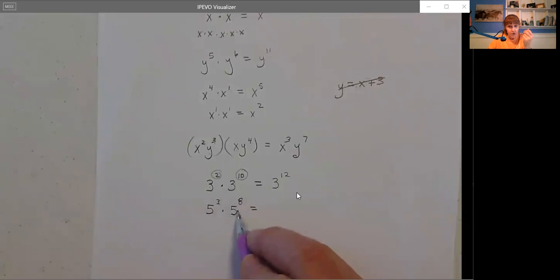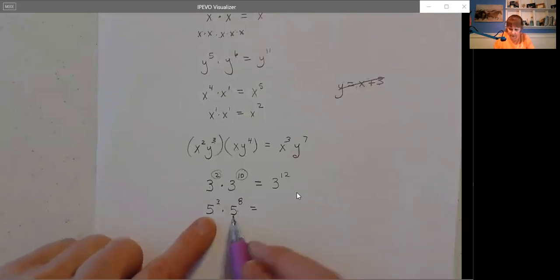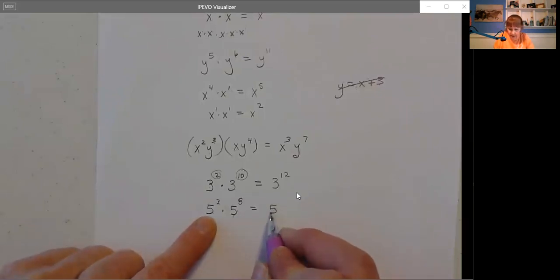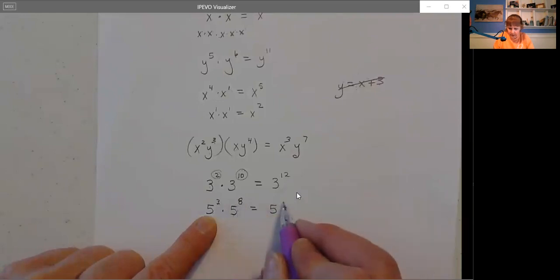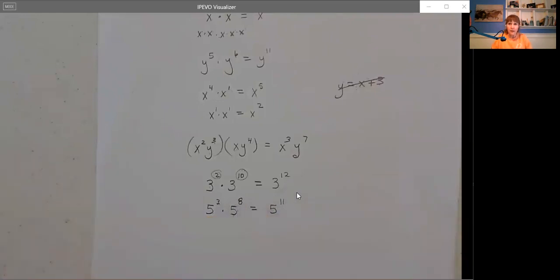This is quite a large number because you're taking 5 times 5 times 5 times 5 times 5 times 5 times 5 times 5. You're multiplying 5 together 8 times. All right, it's not 40. It's quite a bit larger than that. So that's just something you have to pay attention to and concentrate on, and it comes with a lot of practice. Well, here the bases are the same, so I'm going to keep the base the same. 3 plus 8 gives you 11, so it's 5 to the 11th.